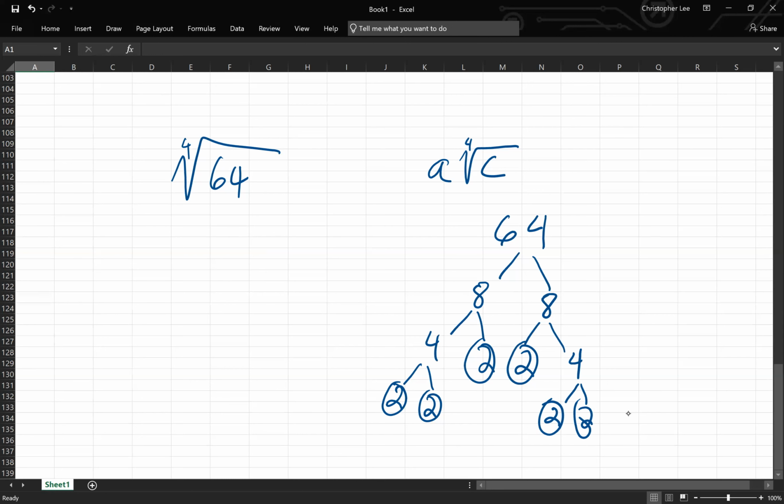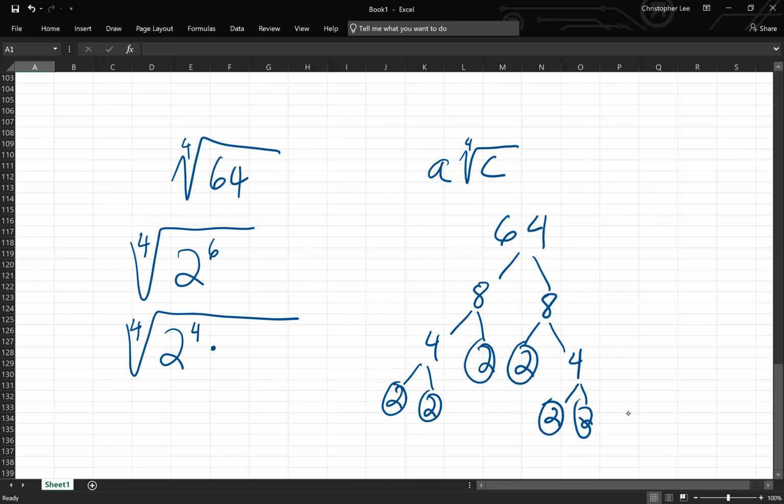So if I'm using that to my advantage, I want to know what the fourth root of 2 to the 6th power is, right? But what I want is for the exponent, which is the 6, to be divisible by the index. The index is 4 in this case, for the fourth root. So I'm going to break this apart into the fourth root of 2 to the 4th power times 2 to the second. Now the fourth root and the 2 to the fourth power will cancel out.